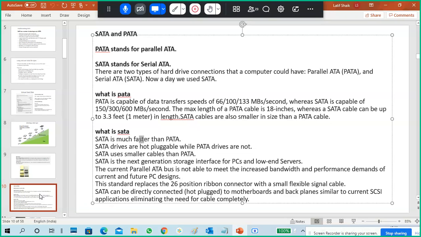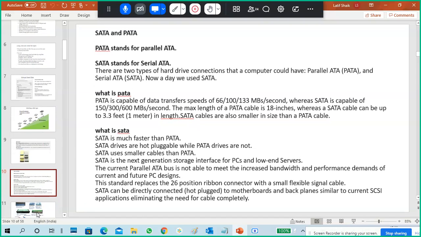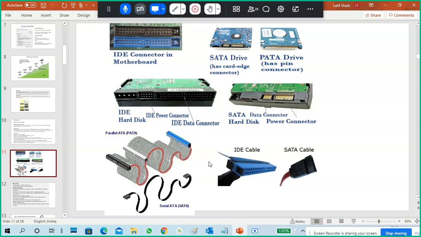Like this you will get a lot of other stuff, but I will go to the physical structure. This IDE connector is normally a PATA type of connector, a 40 pin connector. If you see this PATA hard disk, you can see the 40 pin connector. This is a ribbon cable. One side of the cable goes to the hard disk, the other side goes to the motherboard.